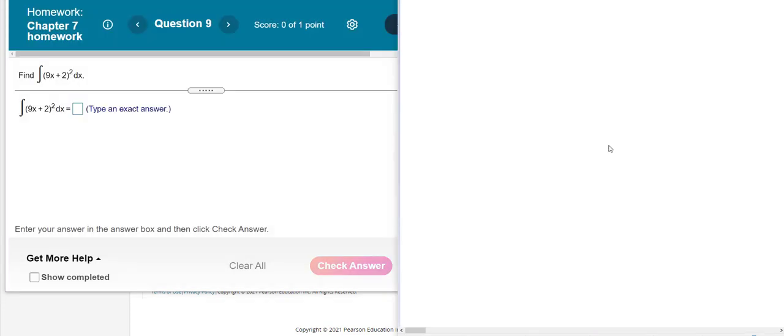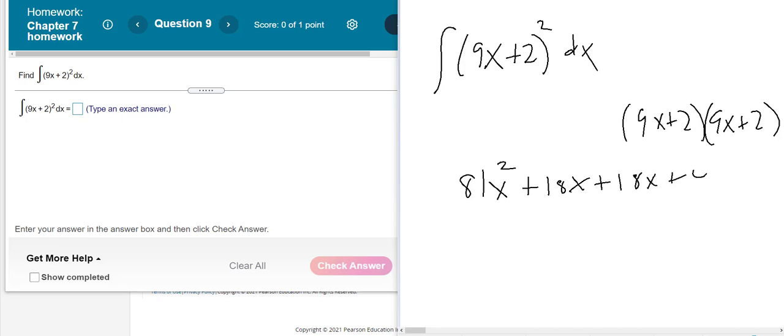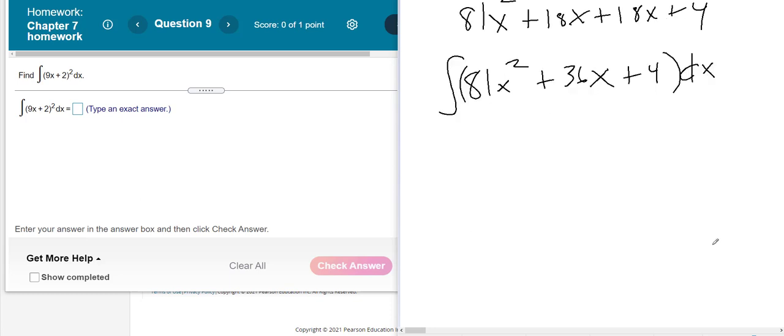Number 9, the integral of 9x plus 2 squared dx. There is a way to reverse the chain rule, but we're not ready to do that yet. So what we're going to do is 9x plus 2 times 9x plus 2. So that's going to give me 81x squared plus 18x plus 18x plus 4. Or the integral of 81x squared plus 36x plus 4 dx.